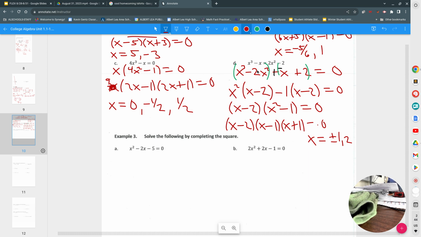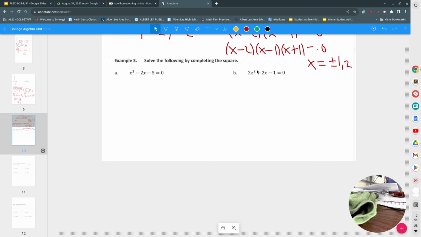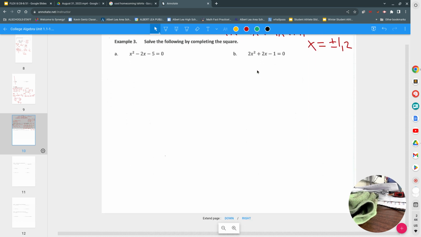Okay, last example for the day. It says solve the following by completing the square. Completing the square. This is a little bit different process. One we really need to lean into is we complete the square here, okay? We have x squared minus 2x minus 5 is equal to 0. Does that factor? It doesn't. If it doesn't factor, then the zero product property doesn't work so well for us, and we turn to a different option. You need to know how to complete the square.